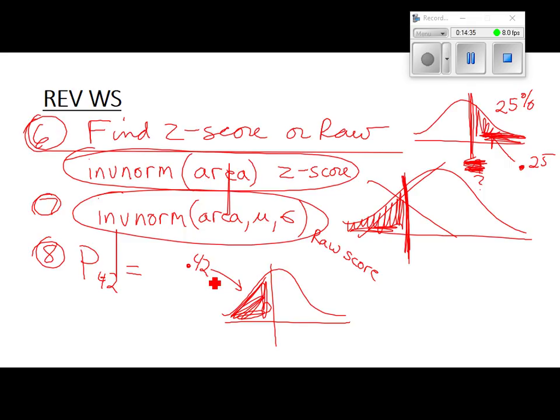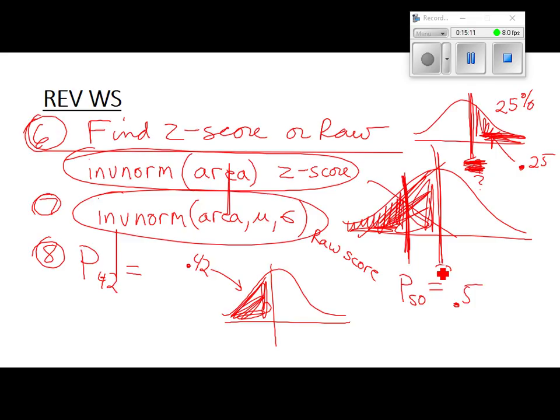What if I have this? What's the area at P50? 0.5, or half. If we were doing z-scores, what z-score is at the 0.5 mark? What z-score has half of the area below it? 0. All right.